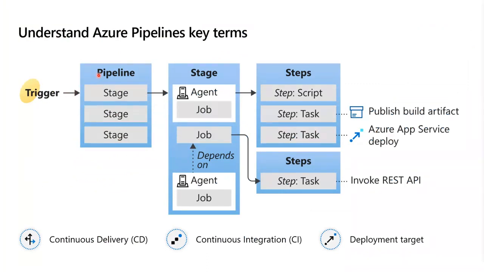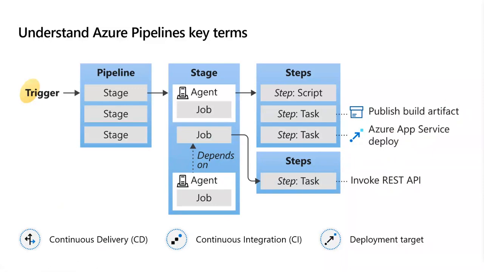This process is going to have multiple stages. On each stage, we will have jobs, and on each job, we will have tasks. The tasks that you have are going to depend on your specific pipeline. Maybe one task is going to invoke a REST API, deploy to an Azure App Service, publish an artifact, publish a Docker image, or execute the unit tests. These will depend on your specific requirements.